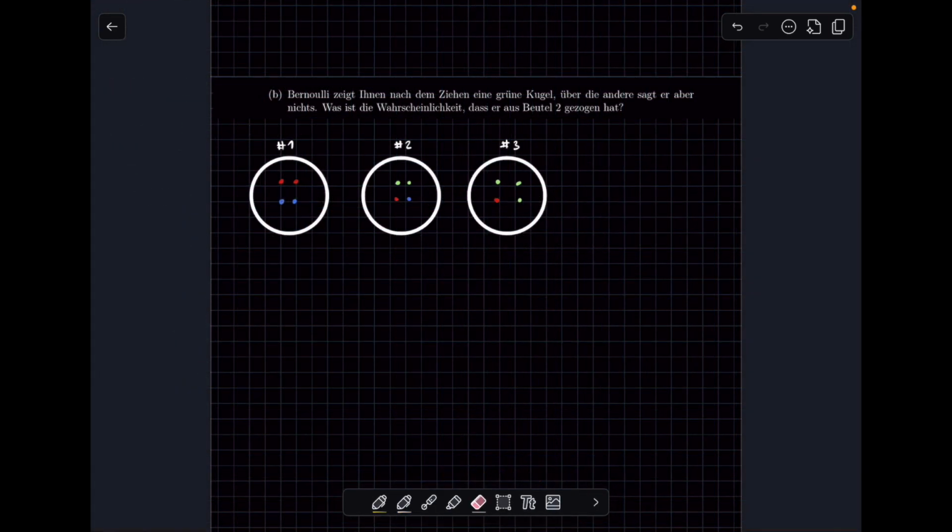Okay, so we have this exercise, which is a bit confusing, but let's just go ahead and work with it. This is going to be working with conditional probabilities. So the Bernoulli guy shows us, after drawing the 2 marbles, a green marble. And he doesn't say anything about the other marble. He doesn't say if it's green or red or blue. He just keeps it as a secret. And he asks us, what's the probability that I took this from bag number 2?